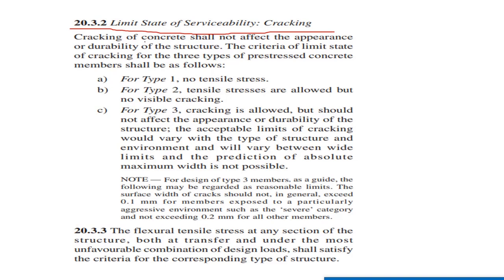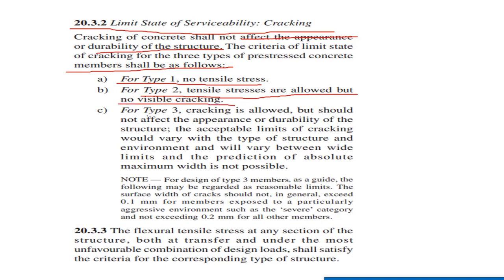And cracking of concrete shall not affect the appearance or durability of the structure. So this is the main criteria. It should not affect the appearance and durability of the structure. And criteria of limit state of cracking for the three types of prestressed concrete members shall be as follows. For type 1 members, as we have already discussed, there is no tensile stress. For type 2 members, tensile stresses are allowed but no visible cracking.